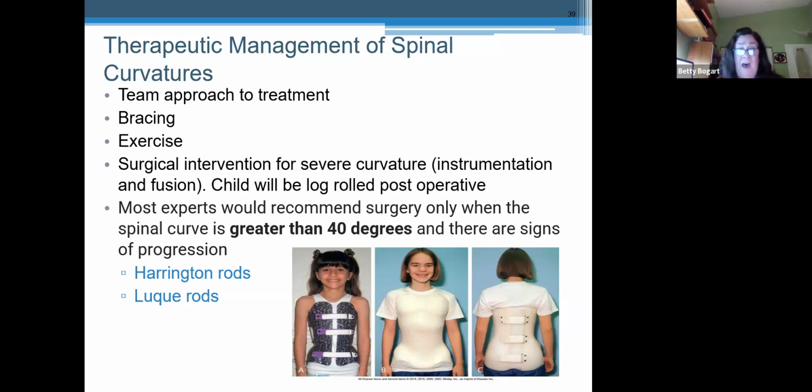Now, above 45, they're going to do surgery. And in surgery, they do something called Harrington or Luque rods. Sometimes they do a spinal column fusion, but these rods, it's two rods on either side of the spinal column, and they attach it all the way down. Now, postoperatively, this is your log roll patient because you have to keep that spine straight. Can you see that, with that turning on that child?